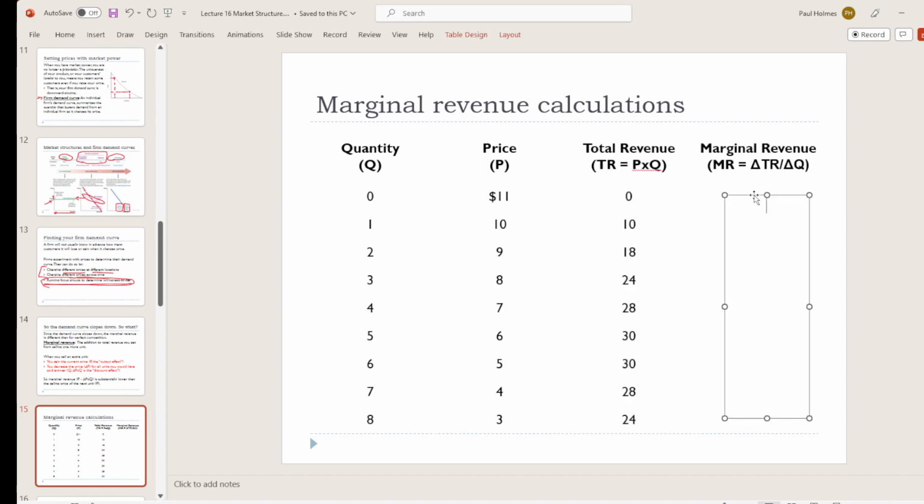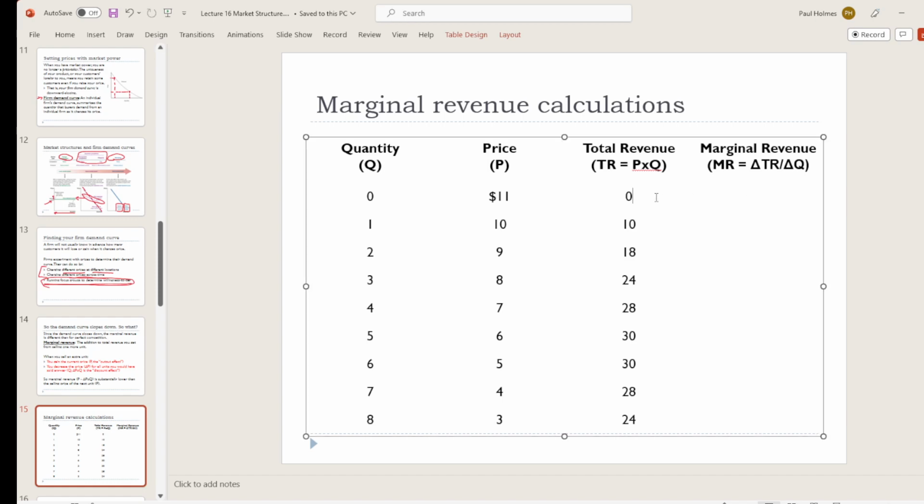Okay, what about our marginal revenue? For our marginal revenue, we're looking at how much extra revenue we get from each extra unit that we sell. Okay, so we can calculate that out as the change in the total revenue, where this was our total revenue, divided by change in quantity. In our case, change in quantity is just going to be 1 each time, so we're going to be dividing by 1, which is obviously very, very easy.